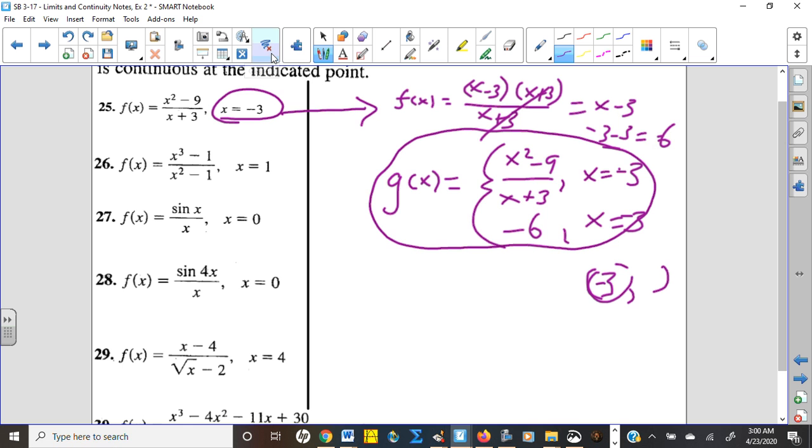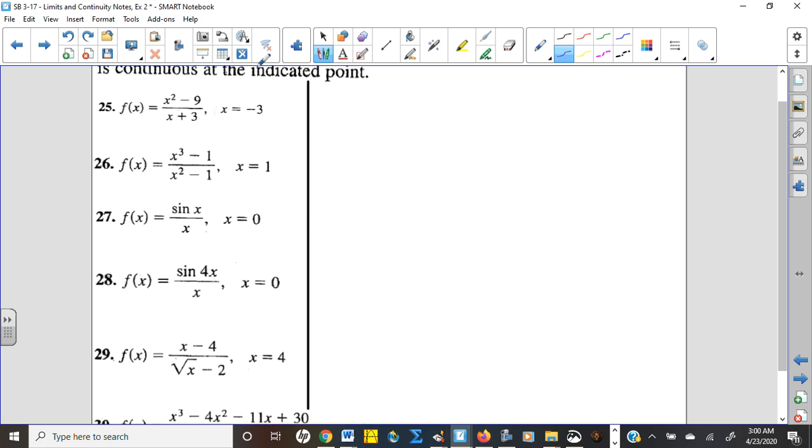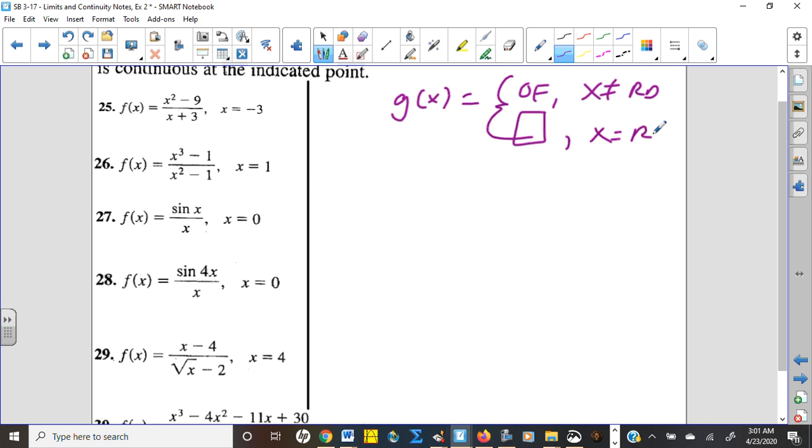You do the same type of thing every single time. It's always going to be g of x equals the original function everywhere except where that x value of the removable discontinuity is, and then it's going to be the height of the removable discontinuity, the height of the hole, when x is equal to the x value of that removable discontinuity. This is always how it's going to look.